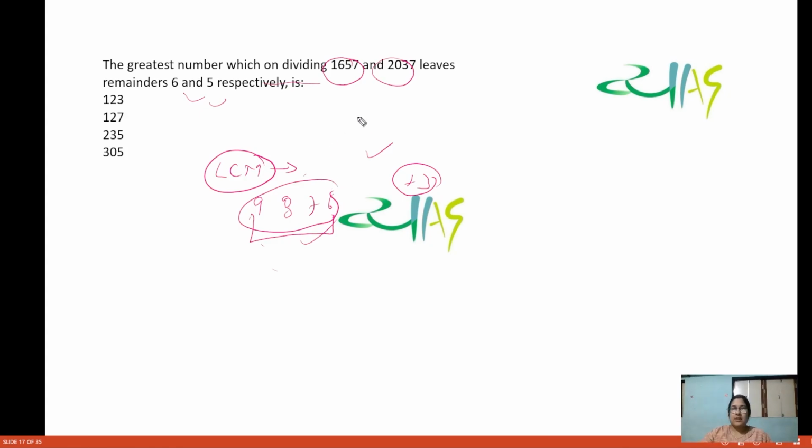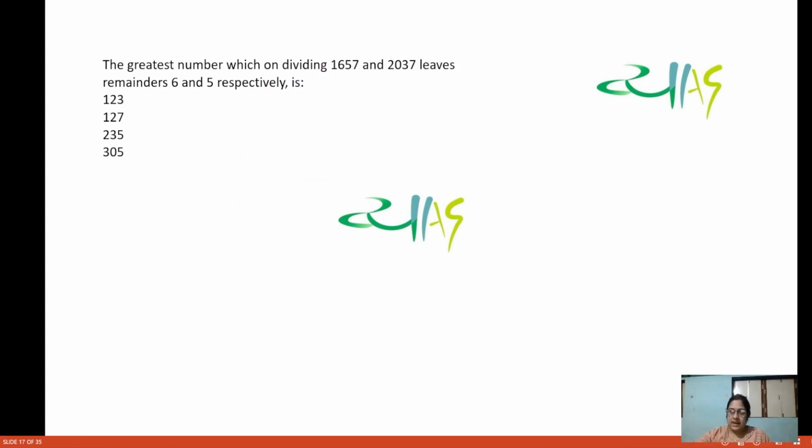Okay, all right. Now in this question it is asked the greatest number which on dividing 1657 and 2037 leaves the remainder 6 and 5 respectively. So how do we proceed in this type of question where it is asked the greatest number which on dividing 1657 and 2037 leaves the remainder 6 and 5.